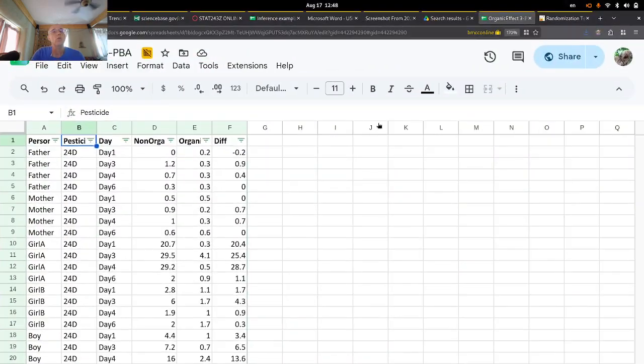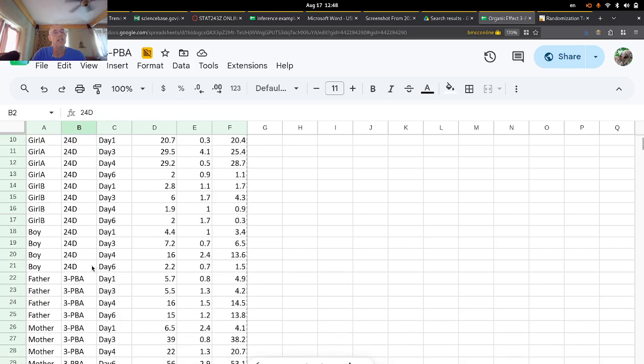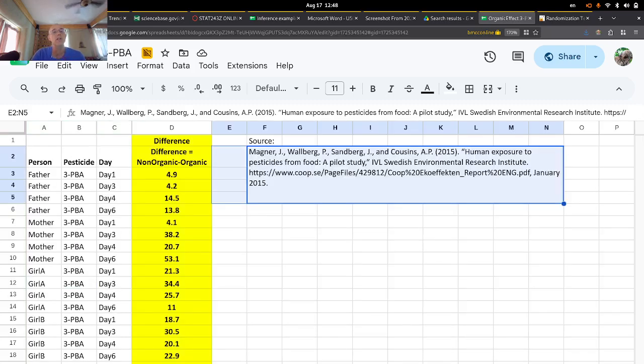All right, so here is the data from that study. There was a mother, a father, and 3 children. And there were different pesticides that they were testing for. We're going to look at the 3 PBA one, and I've extracted this data into another tab here to get just the numbers I want.